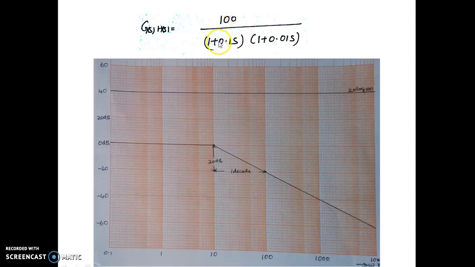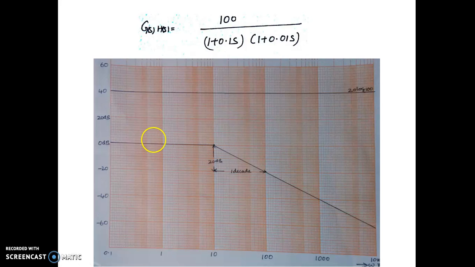The second term is 1 over 1 plus 0.1 s. So we know that the contribution of this 1 over 1 plus 0.1 s starts from the cutoff frequency, that is 10 radian per second. So till 10 radian per second the magnitude contributed by this pole is actually 0 dB. So that's why its contribution is 0 dB. After 10 radian per second, the magnitude decreases with a slope of 20 dB per decade.